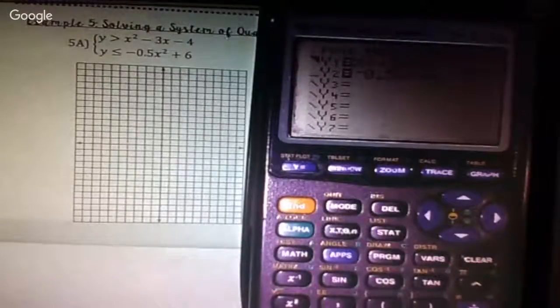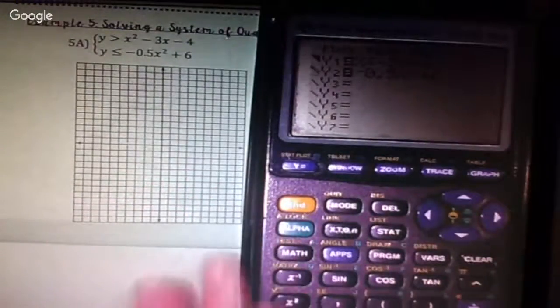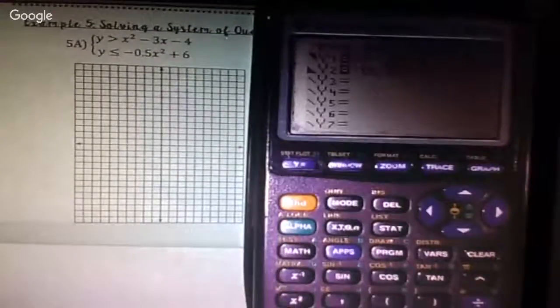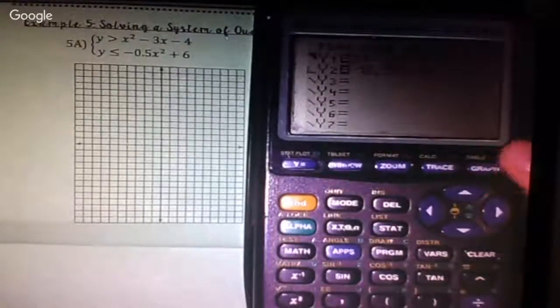This one is what? Less than. So again, if you hit enter, there's your darker line. If you hit enter, that's shading up. If you hit enter again, that's shading down. Okay. So Elijah said that one's less than or equal to.